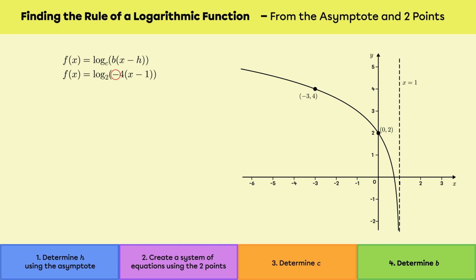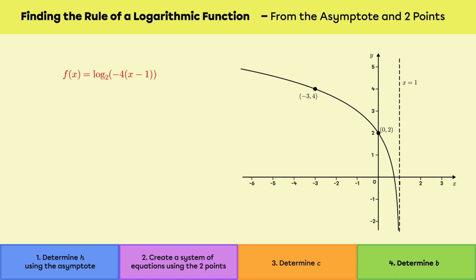You should notice that the b value is negative. This makes sense since the points of the function are located to the left of the asymptote. b would have to be positive if the points from the function were to the right of the asymptote. Therefore, the rule of the logarithmic function is f(x) = log base 2 of -4 times (x - 1).